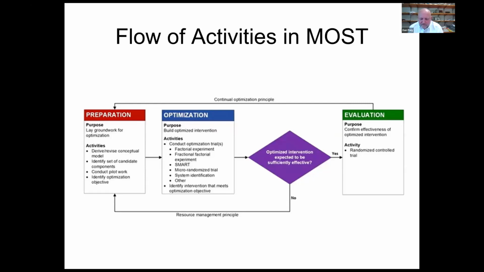Then in the optimization phase, you actually do the experiments and analyze the data. You try to decide whether your intervention, now optimized, is effective enough. And if it is effective enough, you do some additional confirmation work. Usually that's a randomized control trial. But in some cases, it could be more traditional monitoring and evaluation work. So this is how they describe the process.